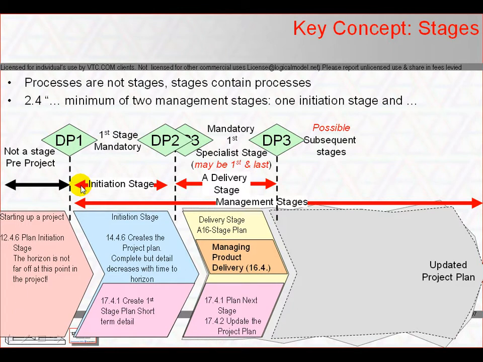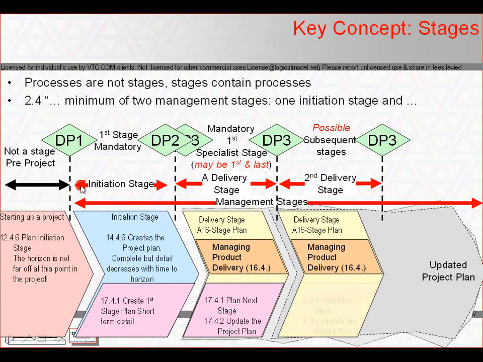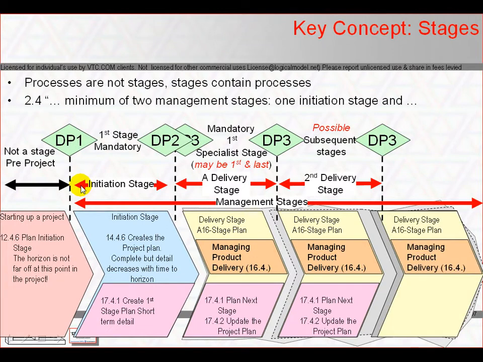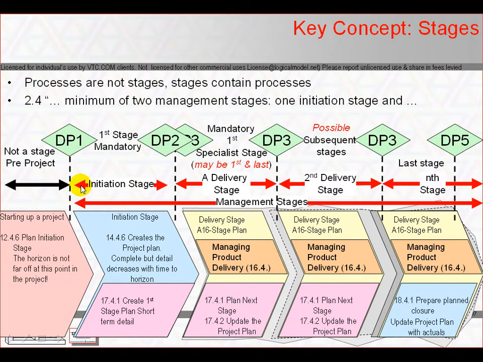Managing product delivery has 3 activities which interface or interact with the controlling a stage processes being used by the project manager. As we near the end of a stage, then the stage is either ended with managing stage boundaries, Chapter 17 activities, and that will happen for every stage that has another stage following it. But eventually we get to the last stage, and when we get to the last stage, then that stage closes by the preparing planned or unplanned closure, and is authorized by the Authorize Project Closure process, DP5.